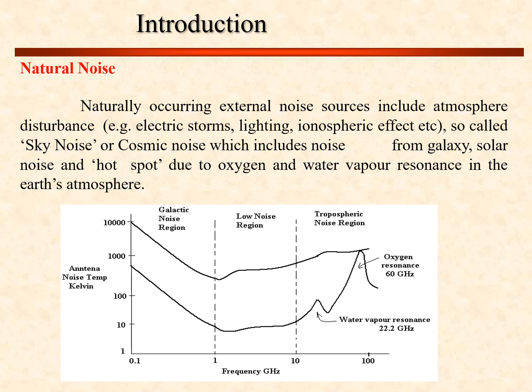First one, from 0.1 to 1 gigahertz, where we are getting the noise called galactic noise, and from 1 gigahertz to 10, we have a low noise region, and 10 to 100 we have a tropospheric noise region, where the water vapor resonance is at 22.2 gigahertz, and oxygen resonance is at 60 gigahertz.